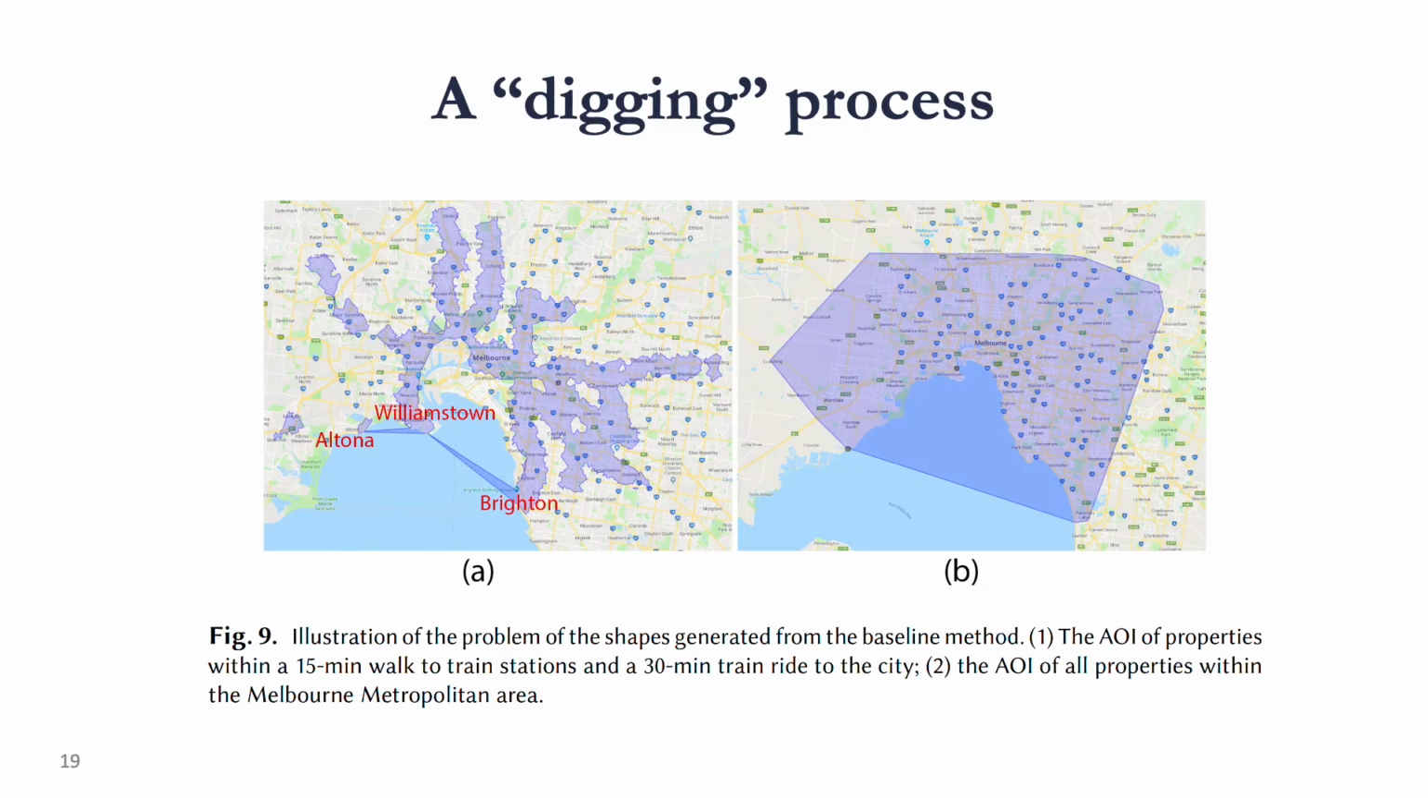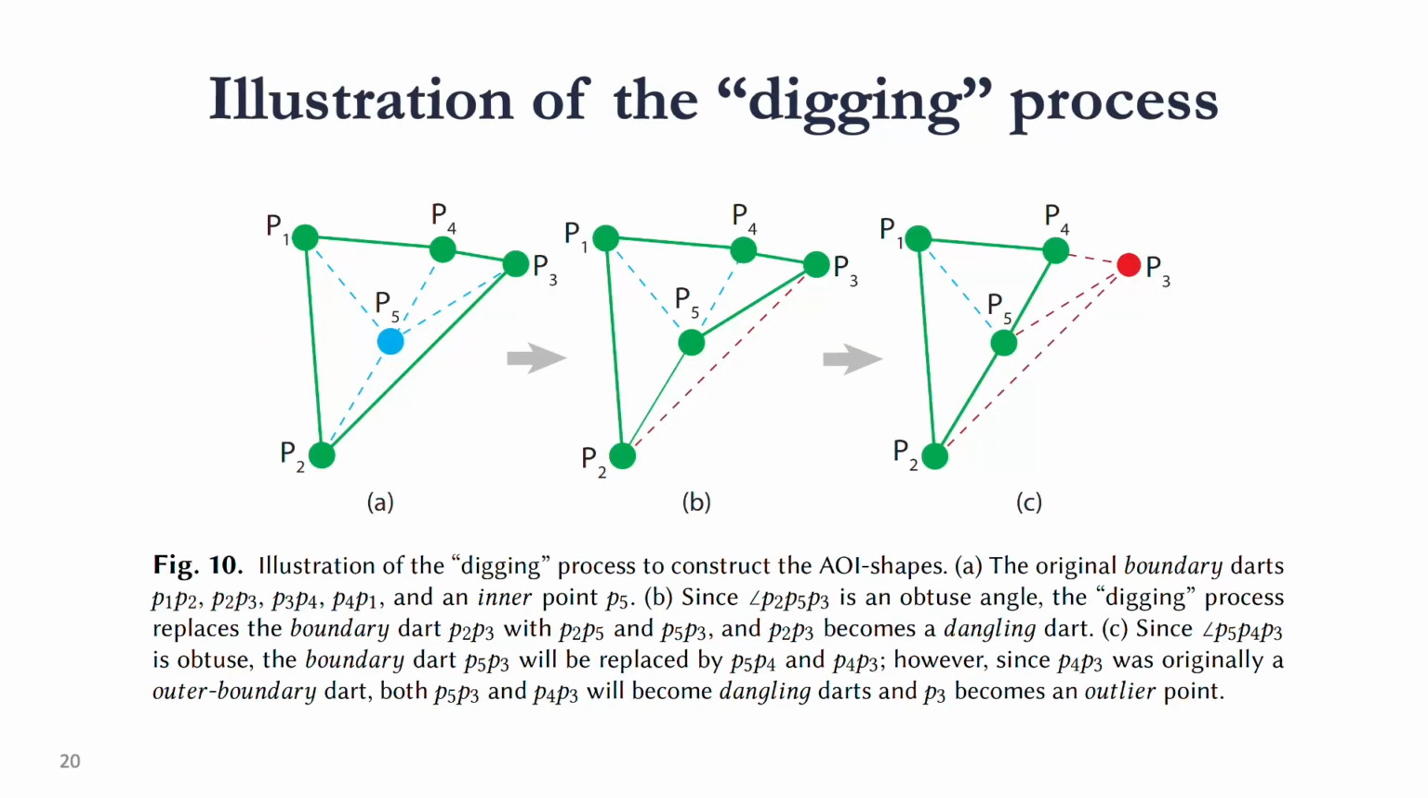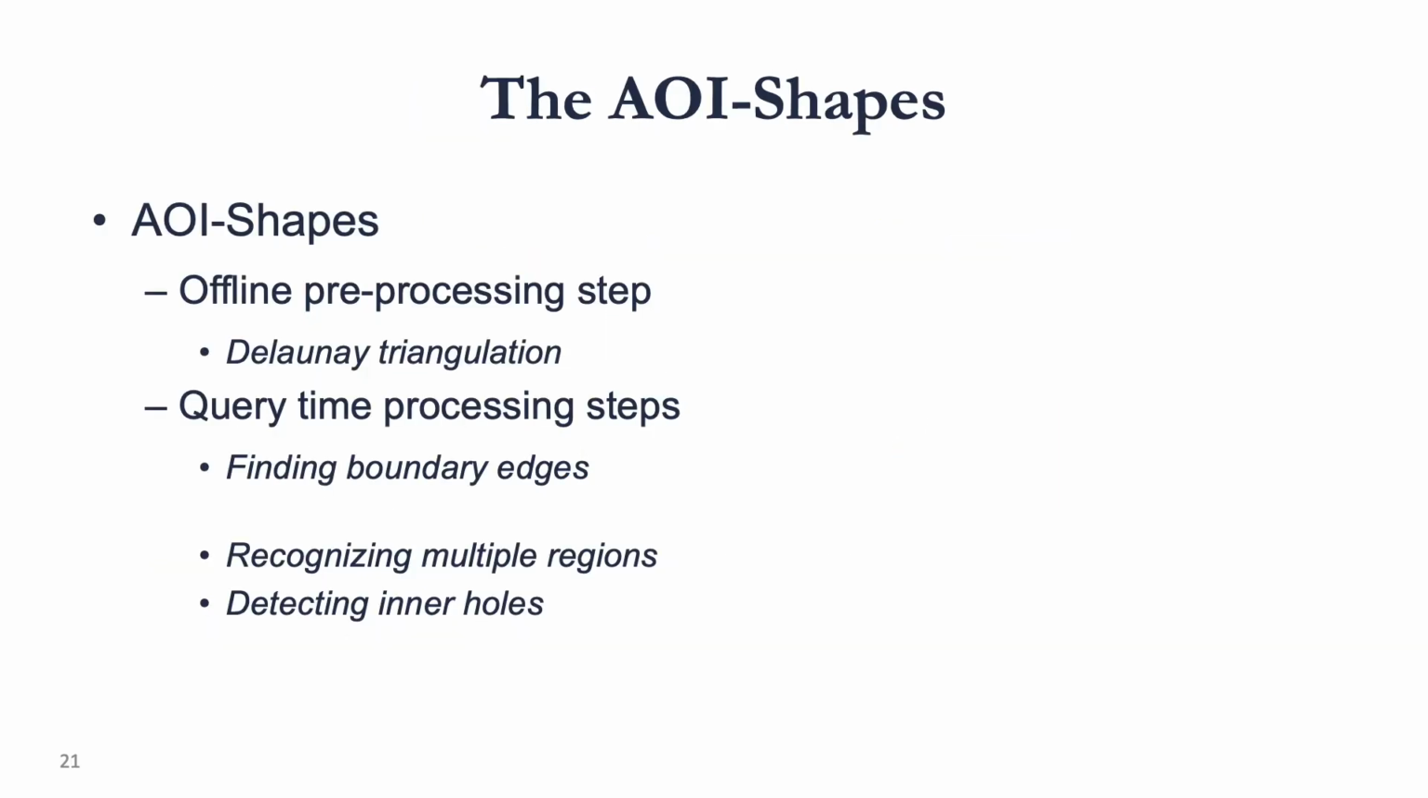Unfortunately, they still have some issues. For example, on the left figure, there are regions connected via a thin bridge, which is not expected. Or on the right side, if there is no user query, the result will be the same as the convex hull. To address the issue, we add a digging process in AOI-shapes to make the resulting shape fit better. We consider a boundary edge to be too long if the opposite angle of the edge is obtuse, and we continually remove such edges until there are no such cases. This digging process will be part of the step of finding boundary edges.